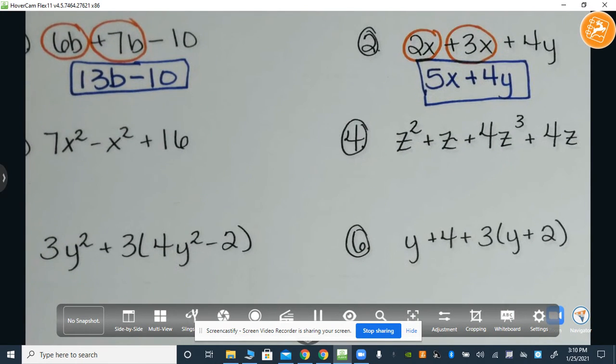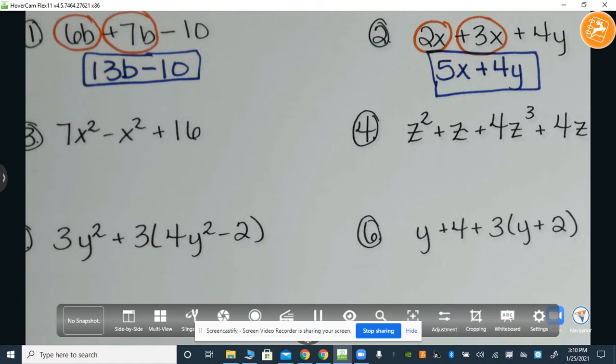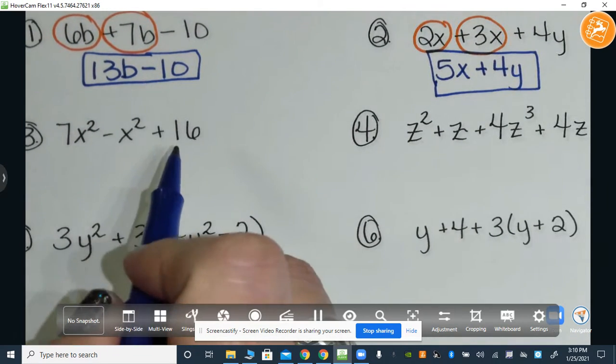Okay, number 3, we have 7x squared minus x squared plus 16.